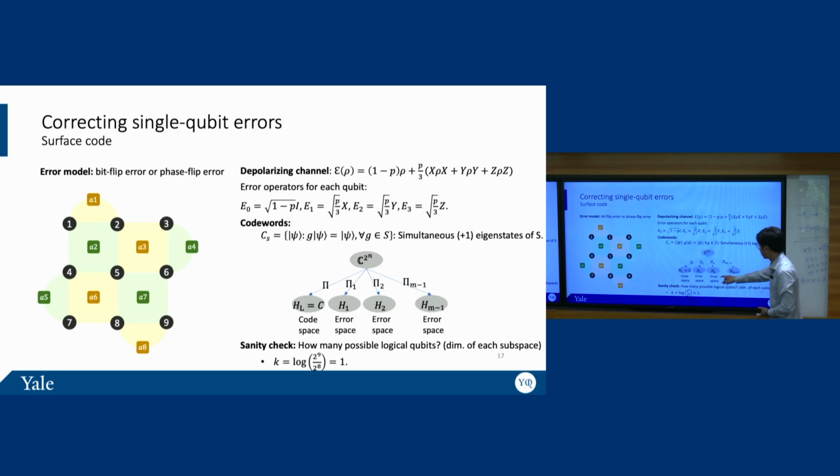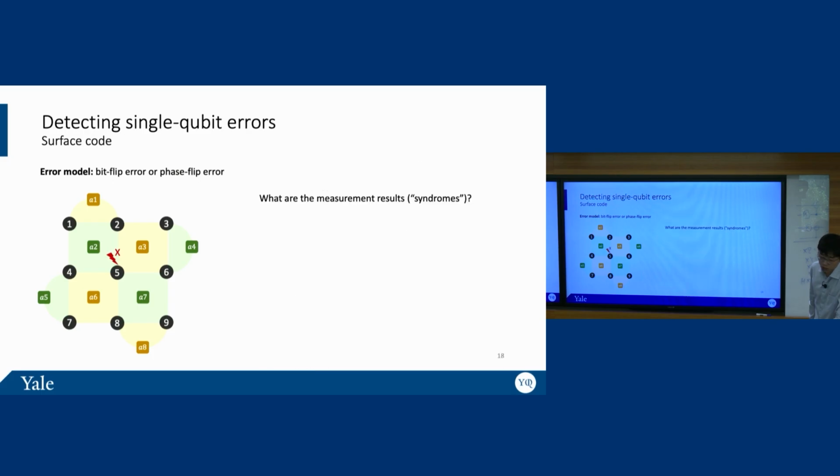And there are 2 to the 8 of them. Each has their unique signature of either +1 or -1 eigenstates of the stabilizers. Okay, so this is sort of a simple way of counting how many logical qubits or how many dimensions you have left after this projection. We'll come back to this calculation when we define more formally the stabilizer codes.